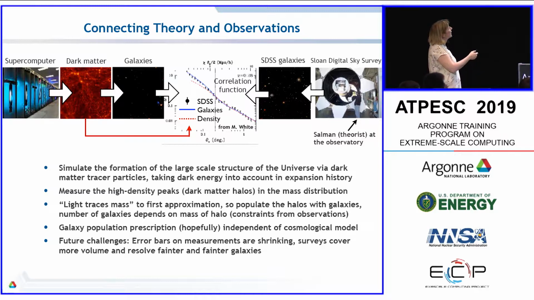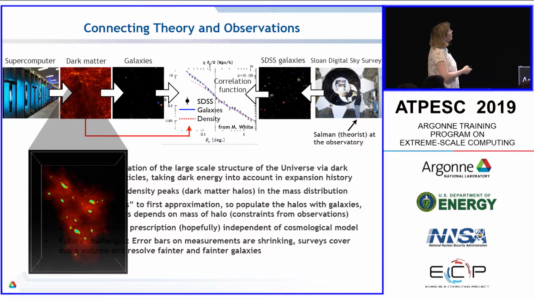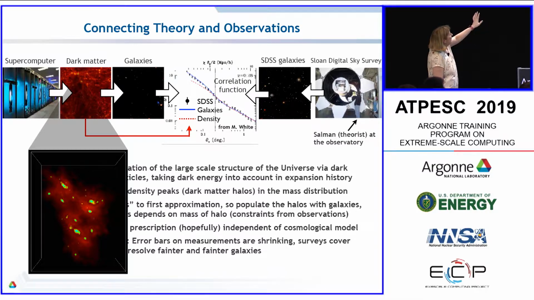And so what we want to do now is connect the dark matter distribution with the galaxy distribution. In order to do that, we go into the simulation, and we identify these very high density regions. So here's the zoom in. And you see that there are these small high over-density regions in the simulation.